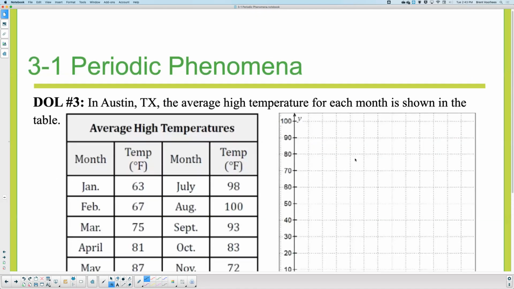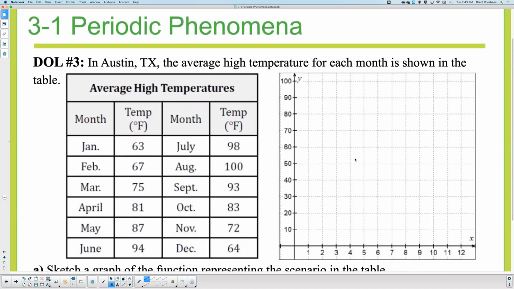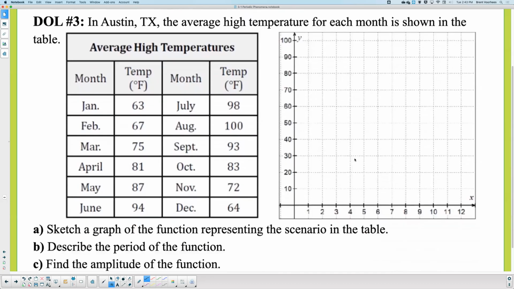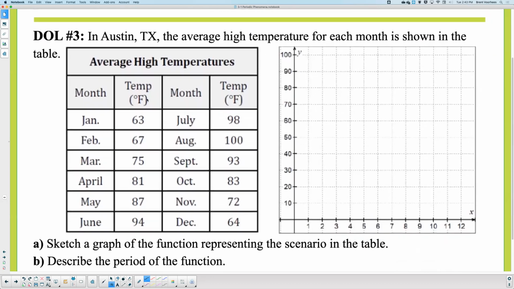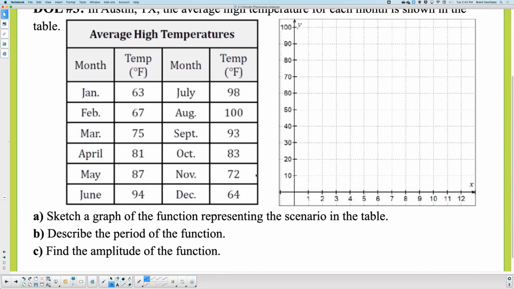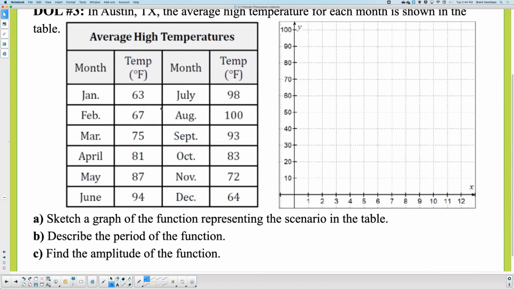All right. Your turn. I want you to plot out these points where the months, what do you think month represents on this x-axis? January? 1. What about February? What about July? 7. 1, 2, 3, 4, 5, 6, 7. Just make sure you plot them out like that. Sketch it out. Describe what would be the period and what's the amplitude. All right. DOL number 3.